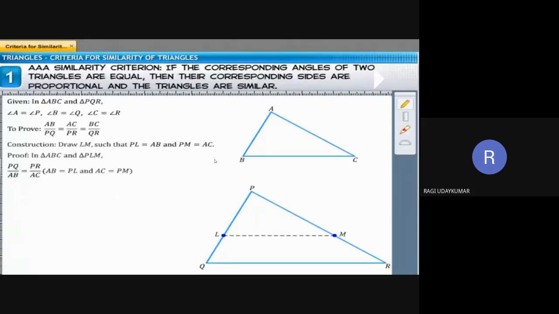Now in the same way, replacing PL with AB, you are going to get AB by PQ is equal to AC by PR. So reciprocals have been taken. What is required to prove here? One equation is completed from that, and AB by PQ is equal to BC by QR. In the same way, we will also get AB by PQ equal to BC by QR.